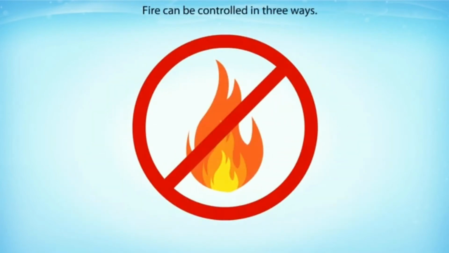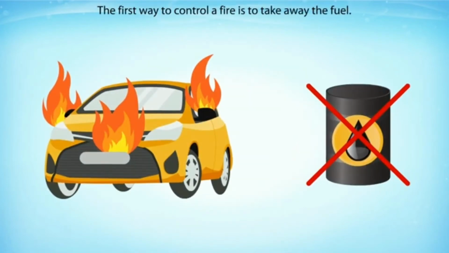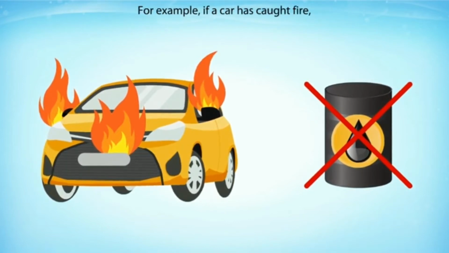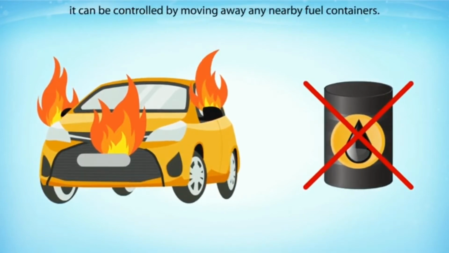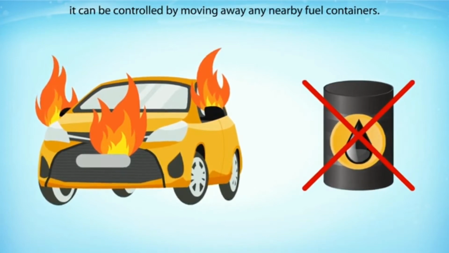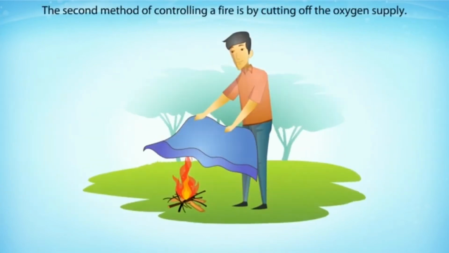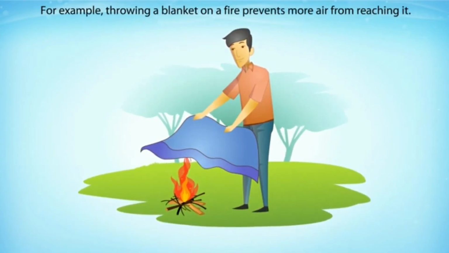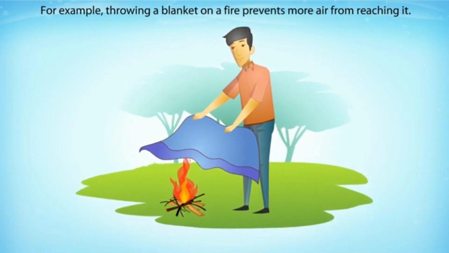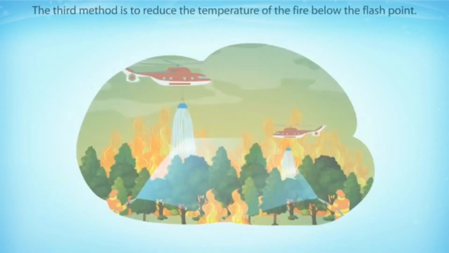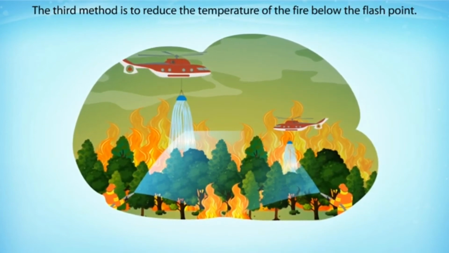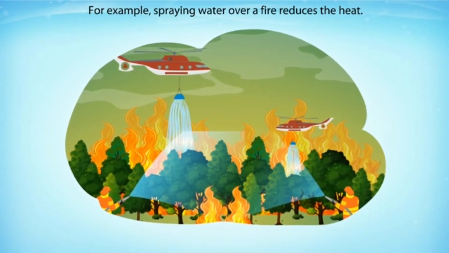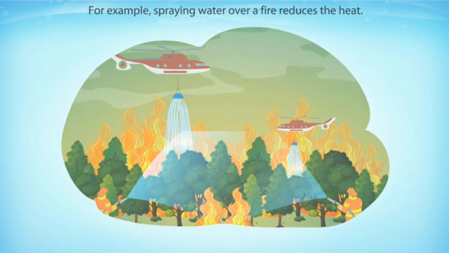Fire can be controlled in 3 ways. The first way to control a fire is to take away the fuel. For example, if a car has caught fire, it can be controlled by moving away any nearby fuel containers. The second method of controlling a fire is by cutting off the oxygen supply. For example, throwing a blanket on fire prevents more air from reaching it. The third method is to reduce the temperature of the fire below the flash point. For example, spraying water over the fire reduces the heat.